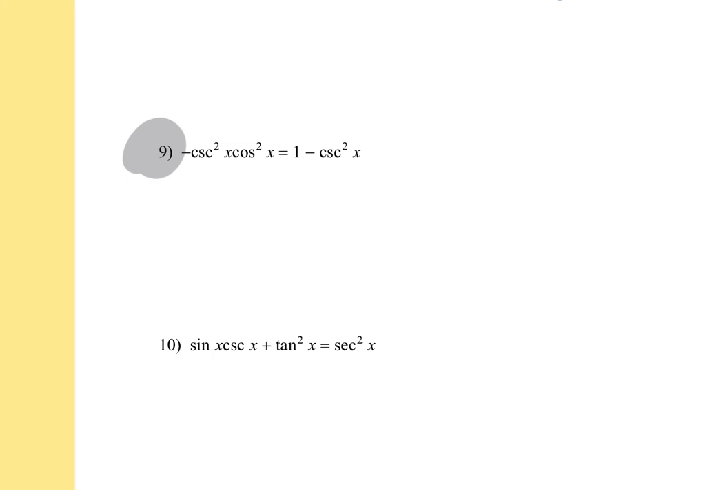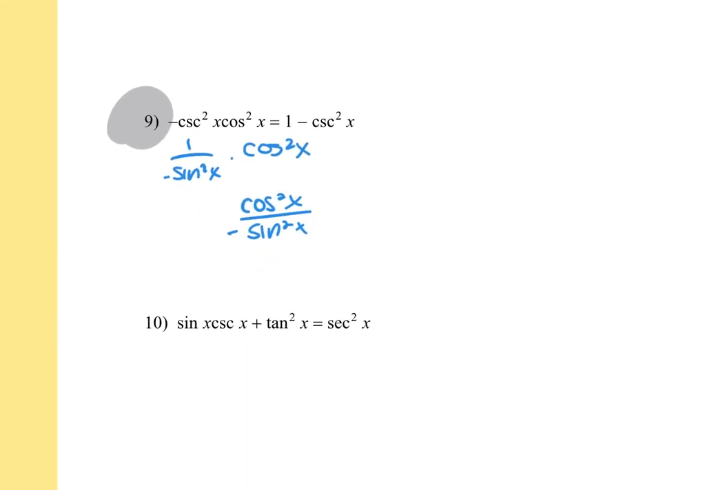Number 9 says negative cosecant squared x times cosine squared x equals 1 minus cosecant squared x. So did you start it? Yeah, I did 1 over negative sine squared x times cosine squared x. And then I got cosine squared x over sine squared x, negative sign, right? Yeah. And then I was confused because for the other side, I flipped it over to be 1 minus 1 over sine, and then I solved it, and I got cosine squared x over sine squared x. But then I didn't know how it matched with the other side.